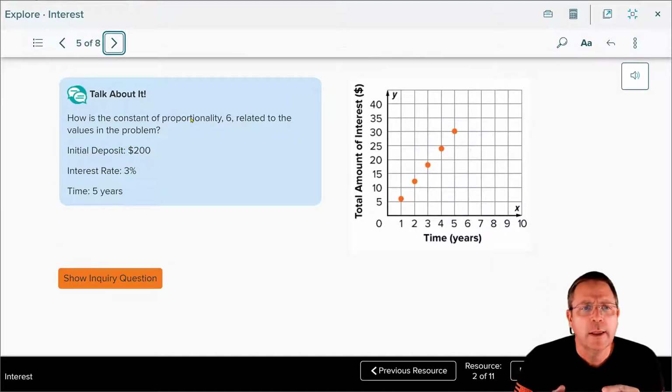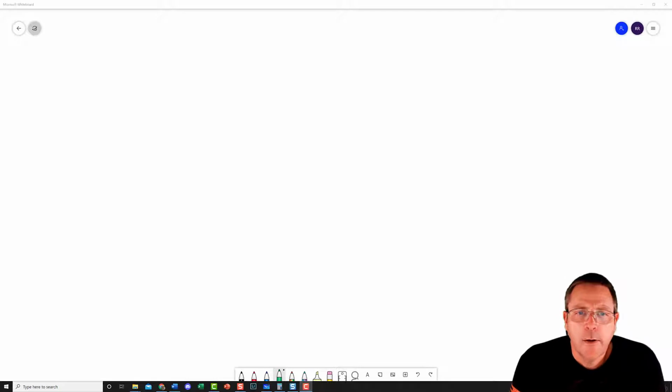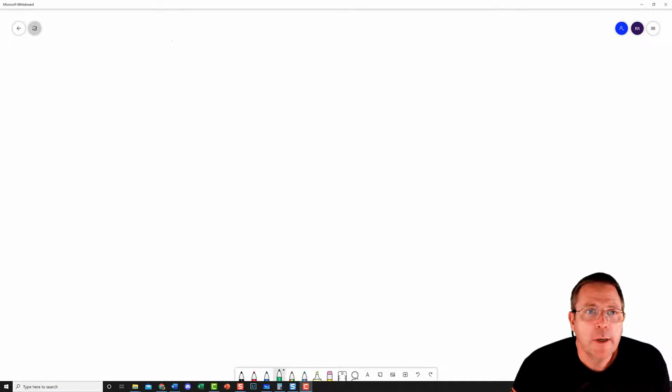So how is the constant of proportionality, which is 6, related to the values in the problem? Well, the initial deposit was $200, the interest rate was 3%, and the time was 5 years. That is where it's all going to come down to. We're going to have to be using a formula for calculating simple interest. Now I'm going to go ahead and throw you a bone here that you're going to need for the next part of the problem. It's the interest formula. And the simple interest formula says interest is equal to principal times the rate times the time.